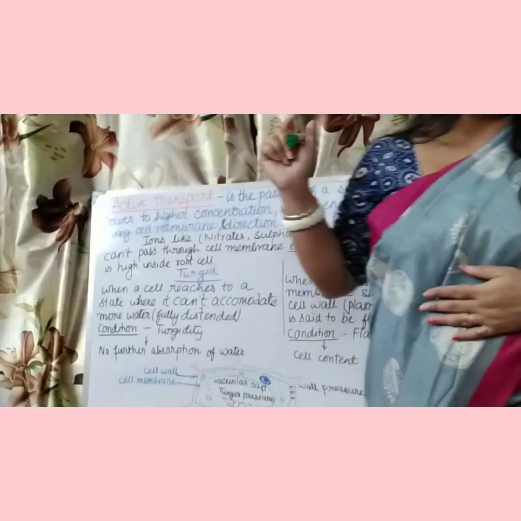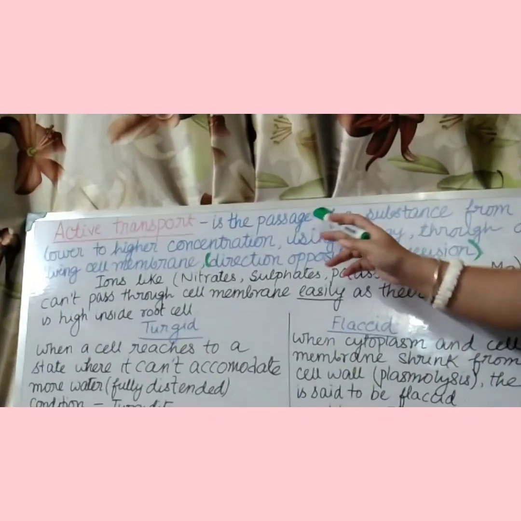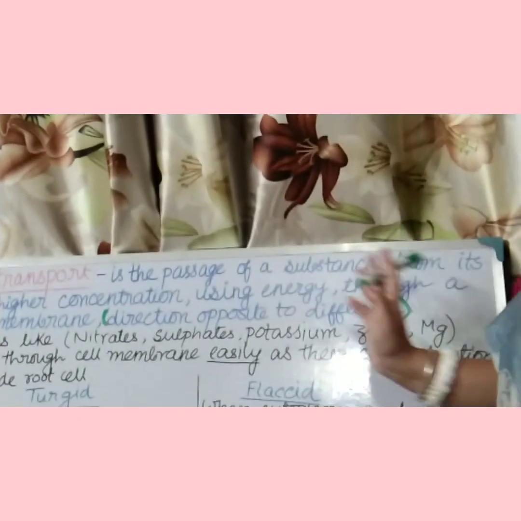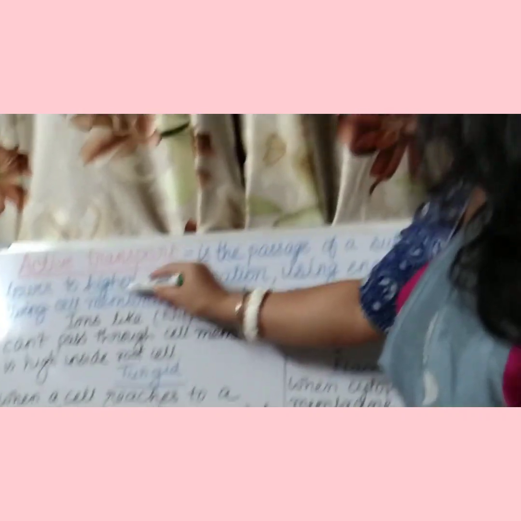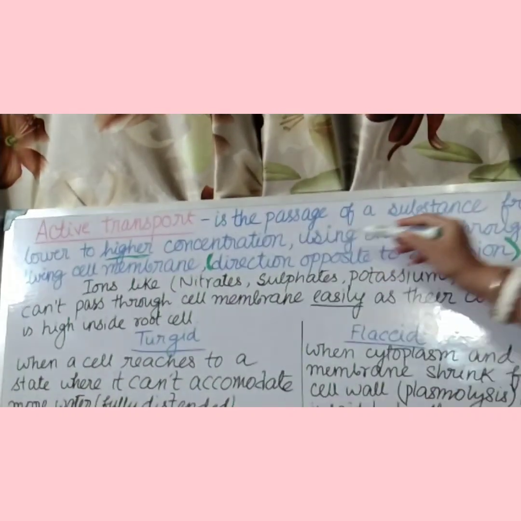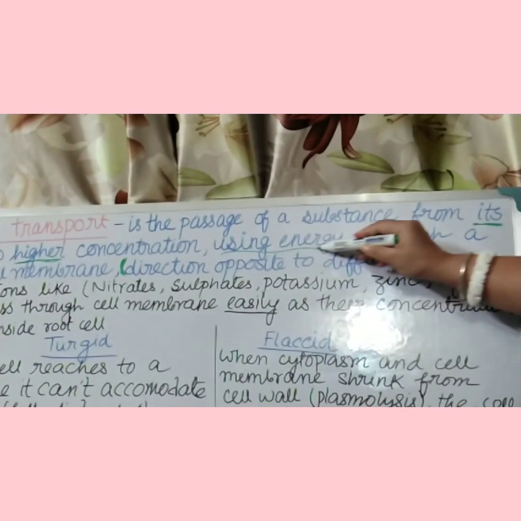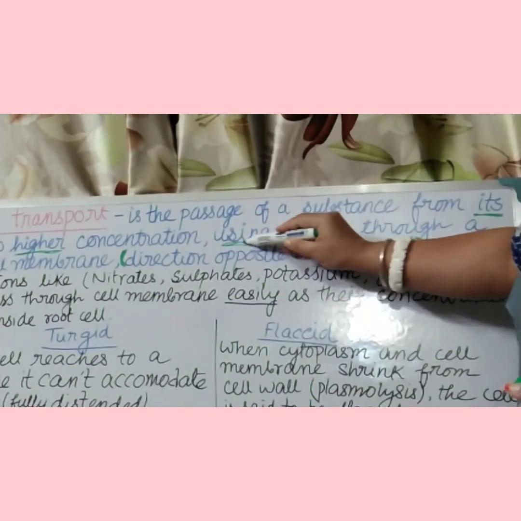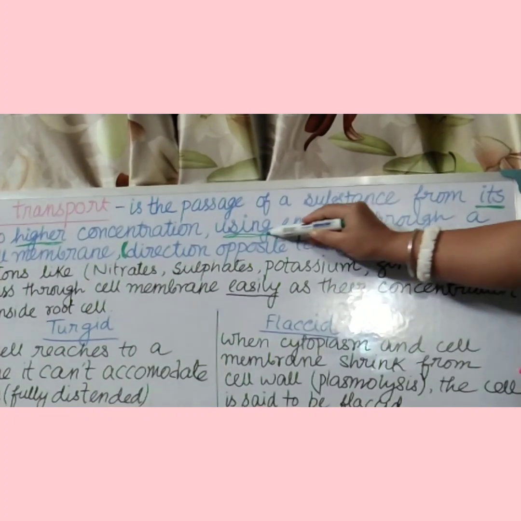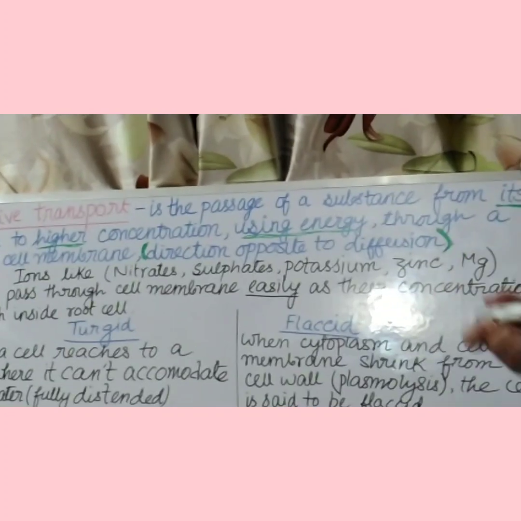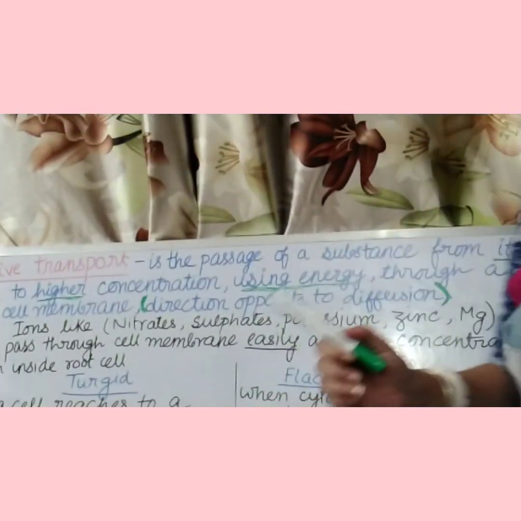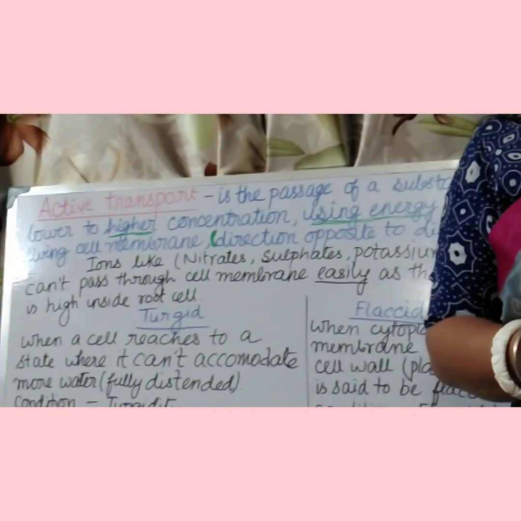Now look at the board. Active transport is a passage of a substance from its lower concentration to its higher concentration using energy. This is another keyword, using energy. You have to say this must be in your answer: using energy through cell membrane, and the direction is always opposite to diffusion.